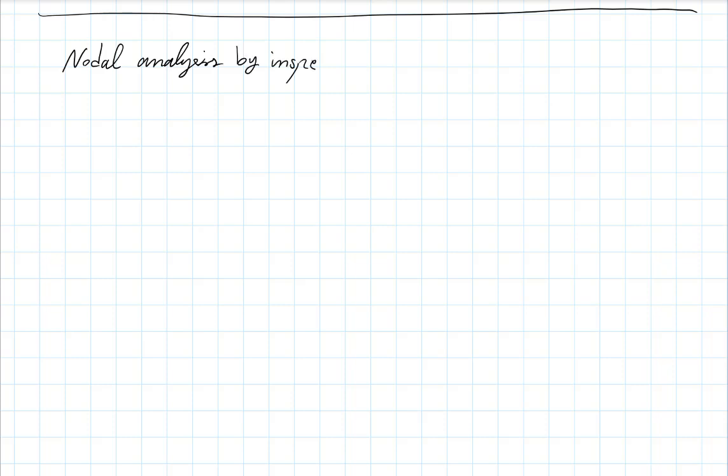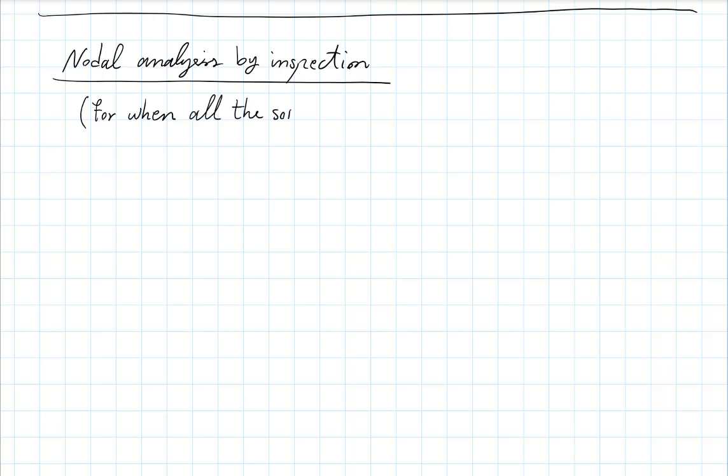By inspection, meaning that you can do it directly by looking at the circuit, inspecting it. And we will look at a special case of this, a limited case of this, for when all the sources in the circuit are independent current sources.